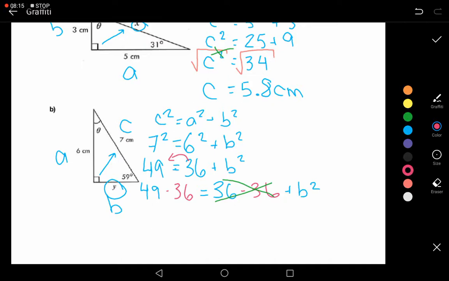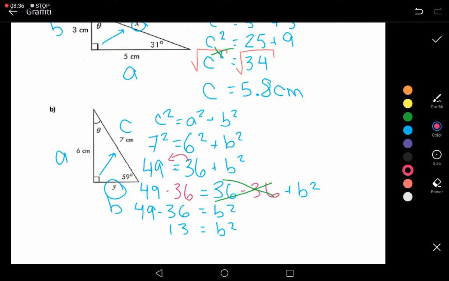So I'm left with 49 minus 36 equals b squared. So we're getting closer, right? We wanted b all by itself. We're almost there. So 49 minus 36 is 13.